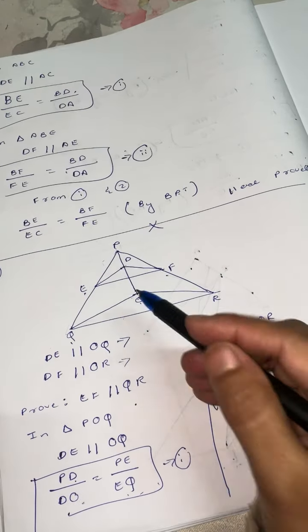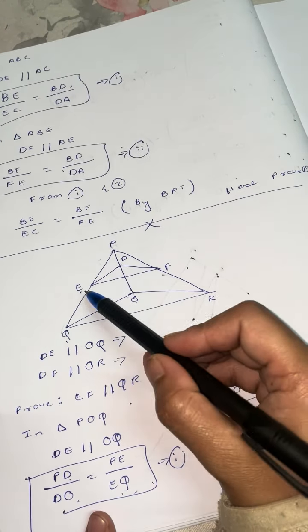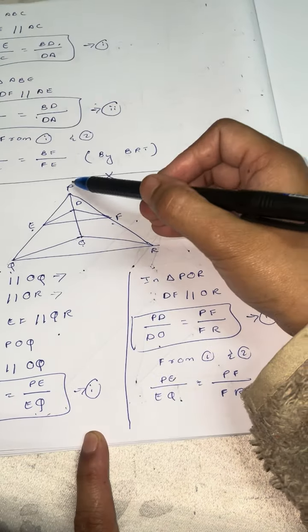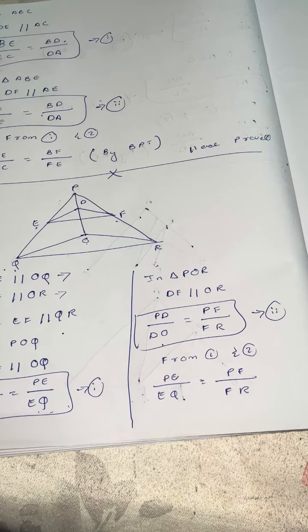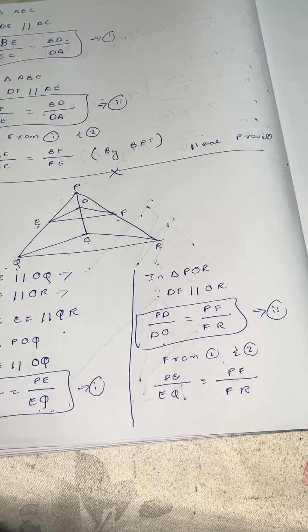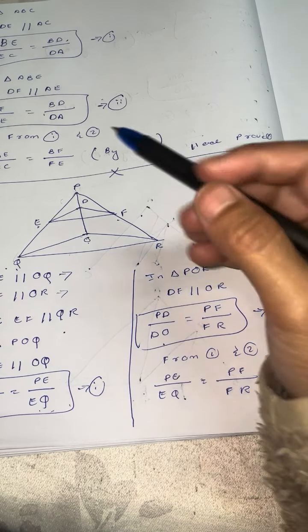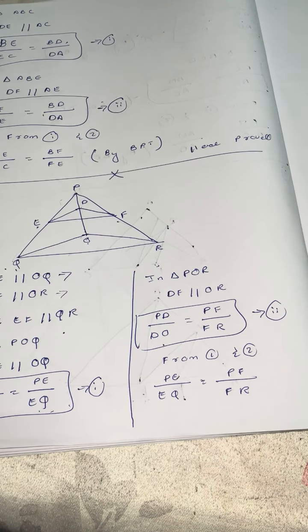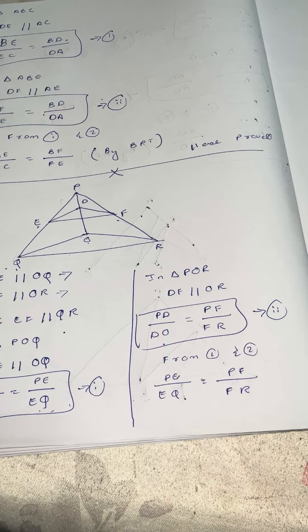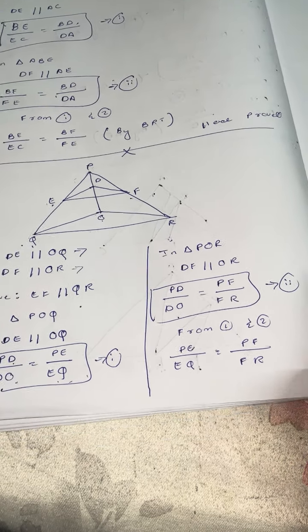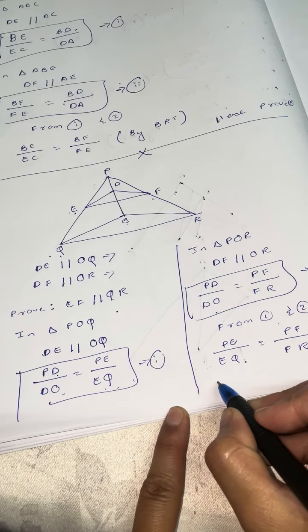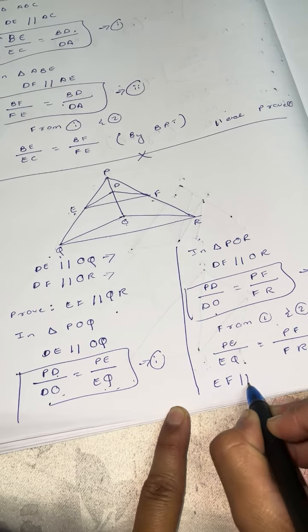So let's look at this. PE is to EQ, and PF is to FR. Hence they are proportional. If they are proportional, we use the theorem: if a line divides two sides of a triangle proportionally, then it is parallel to the third side. Hence EF is parallel to QR. That is the converse of BPT.